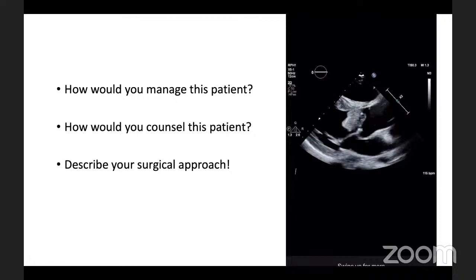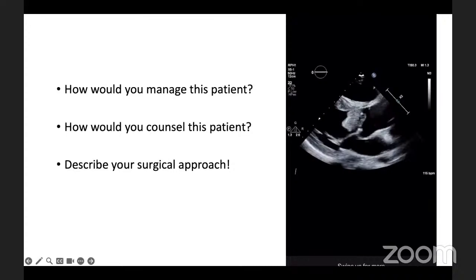Okay. Describe your surgical approach. So, we'll start with the median sternotomy, with aortic and bicaval cannulation, with antegrade and retrograde cardioplegia, cross clamp is applied fully at rest.